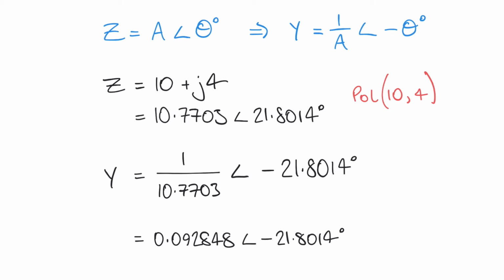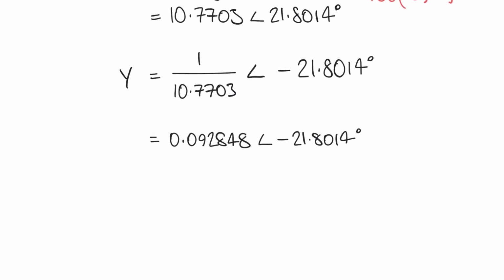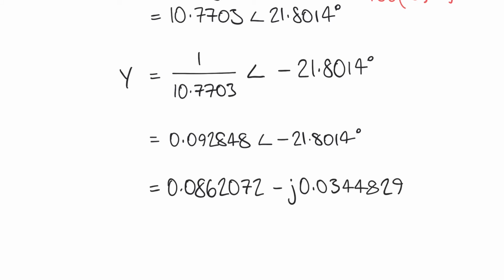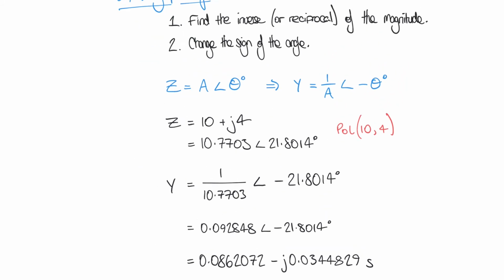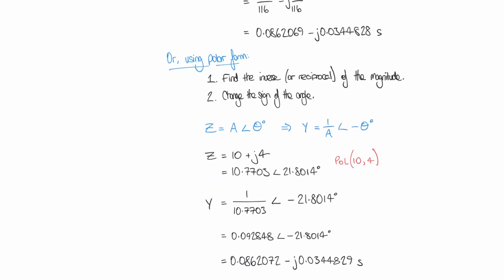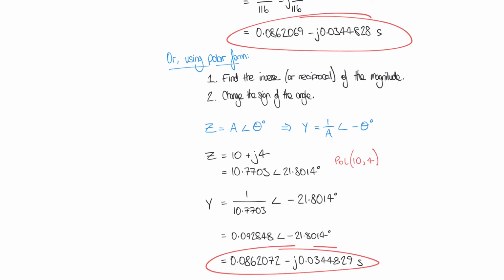And lastly, we can convert this back to rectangular form again. You could just use the rec function on a scientific calculator, but in rectangular form, we've converted back, and now we have 0.0862072 minus j0.0344829. Remember, it's an admittance, so it's measured in Siemens. You might notice a very small difference between this result and the result that we found using the complex conjugate, but the answers are very similar.